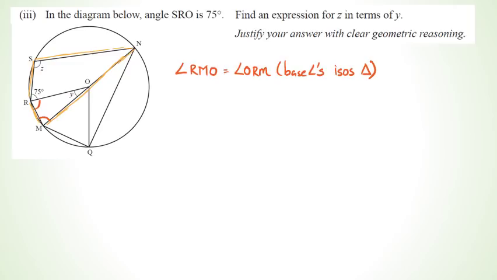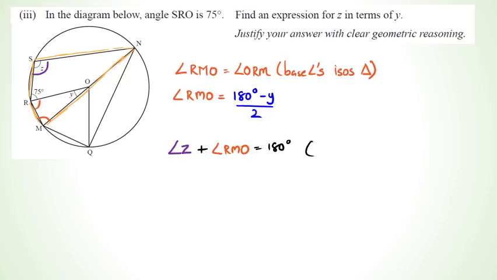Now if that's the case, then I can say angle RMO is equal to 180 degrees minus y, divided by 2. So that's angle RMO. Now what I can say is angle Z, which is the purple one here, plus angle RMO should equal 180 degrees because they are cyclic, because opposite angles in a cyclic quadrilateral add up to 180 degrees.